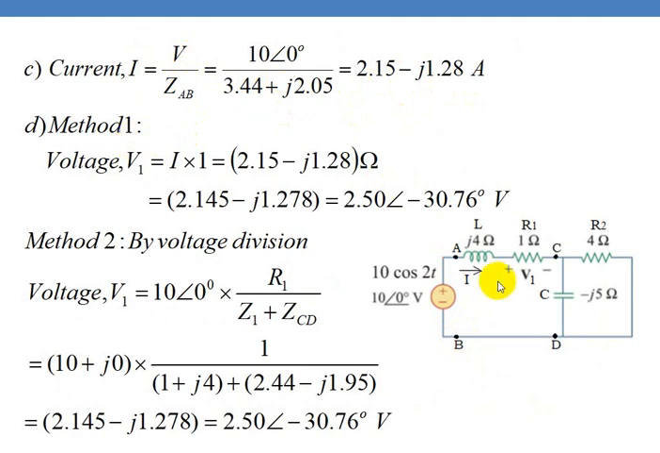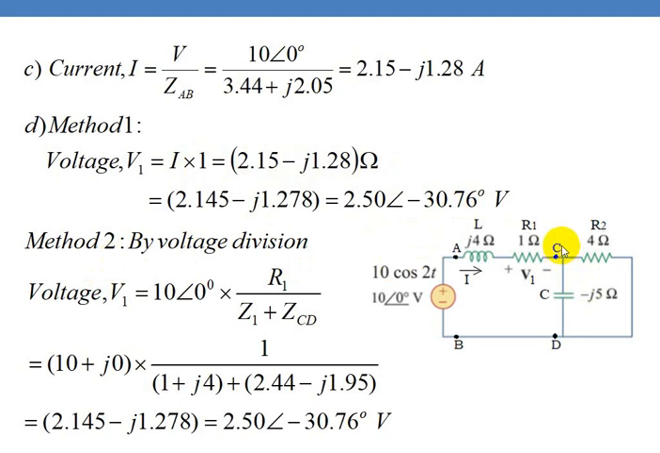Then coming to the voltage V1, there are two ways to find this. If you want to find this voltage, you already know the current, so multiply this current with the resistance. That is I multiplied by 1 ohm. That will be 2.15 minus j1.28. So in polar form, it is 2.5 at an angle of minus 30.76 volts.